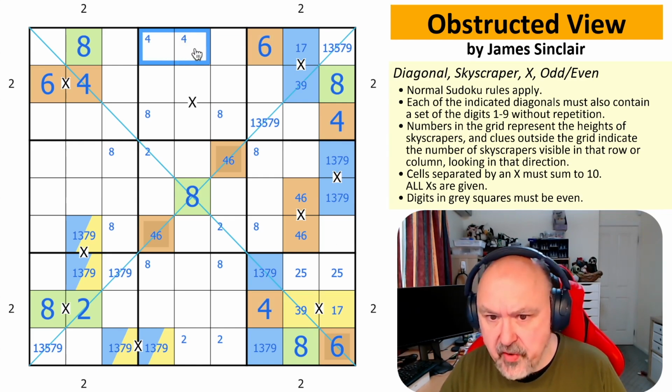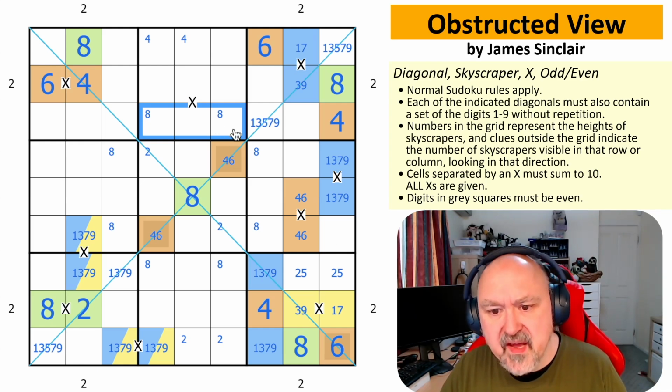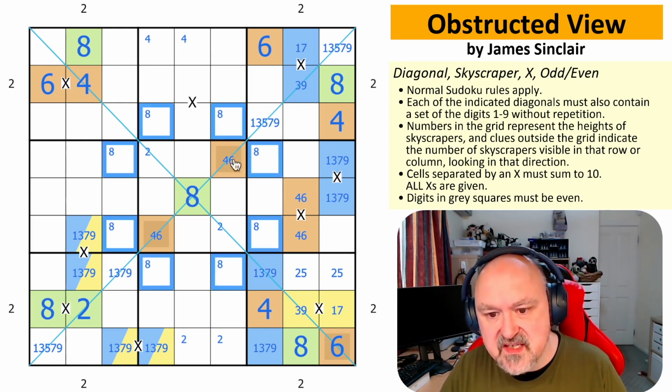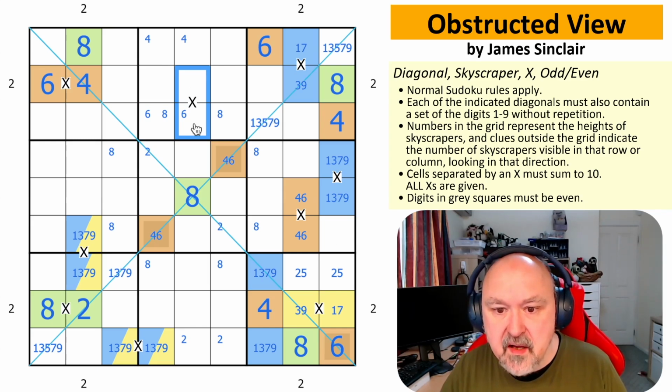4 is now in one of those two because I can't put it next to the 6. 6 is here. But I can't put it here because that would put it next to the 4. If this was 6, this would be 4 and I'd need an X. So 6 is here, but I can't put it here because if I put it here, that would have to be a 4 and I can't do that.